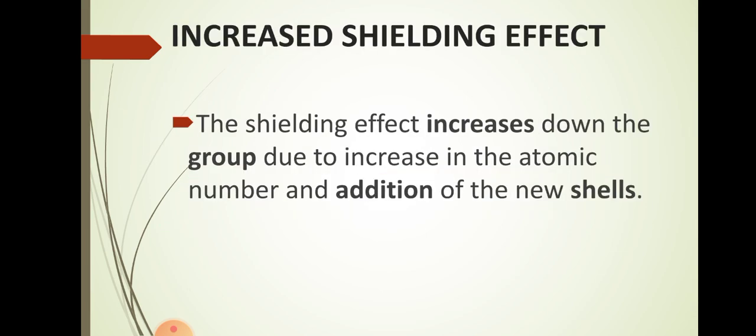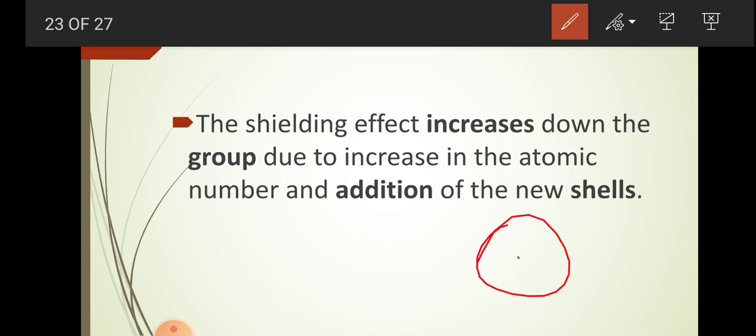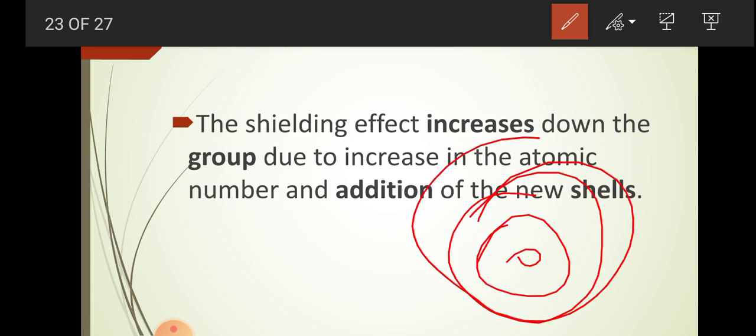The next one is the increase in shielding effect. From top to bottom, the shielding effect increases because addition of new shells occurs. The number of shells increases, so that's why the shielding effect increases. So when we move from top to bottom, the ionization energy will be decreasing. So it will be easy to remove the valence electron from the outermost shell, because the number of shells and the shielding effect increase down the group.